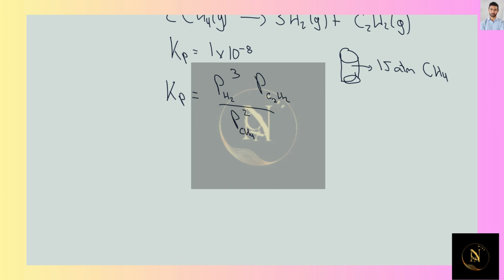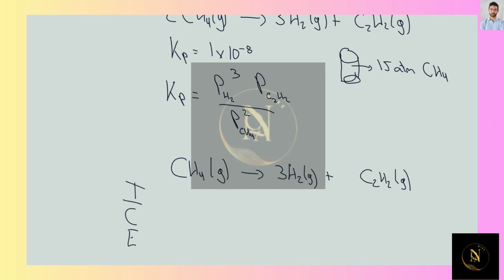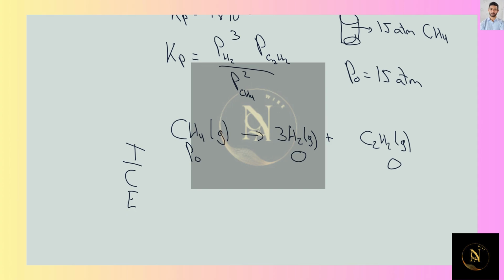So, in order to solve this problem, we're going to proceed with a nice table. We're going to start with CH4 decomposes into H2, 3 equivalents, plus C2H2. Both of them are gases. So our ICE table is going to look like this: initially, I'm going to have an initial pressure, P naught, which is 15 atmospheres.